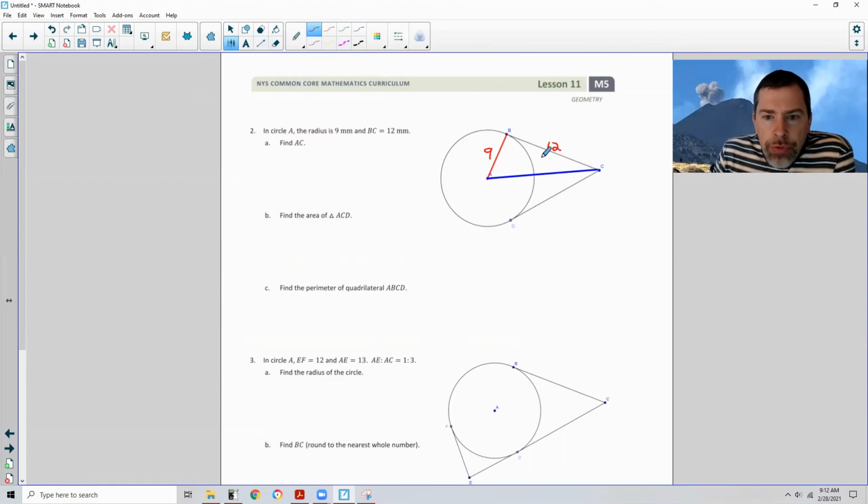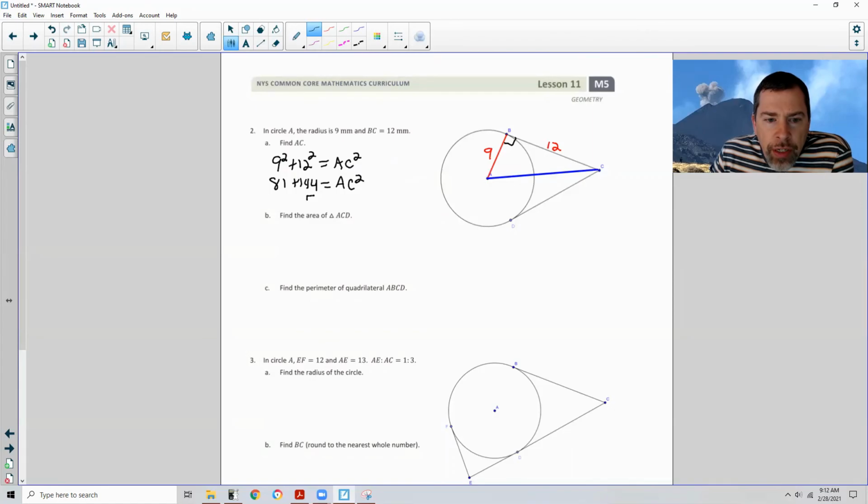So from our proof, we know that BC is a tangent because it's perpendicular to the radius at the point of tangency. If a radius comes out to a point where a line segment outside the circle is coming to, then that is a point of tangency, and therefore the measure of angle B is 90 degrees. So I have a right triangle. The measure of AC is going to come from the Pythagorean theorem. So I'm going to say 9 squared plus 12 squared equals AC squared. 81 plus 144 equals AC squared.